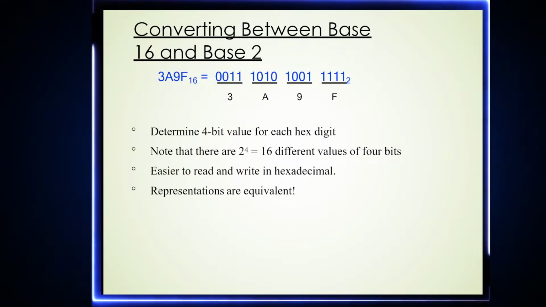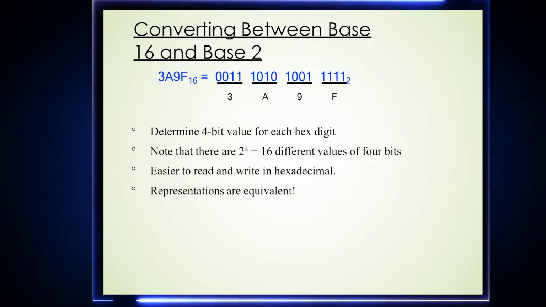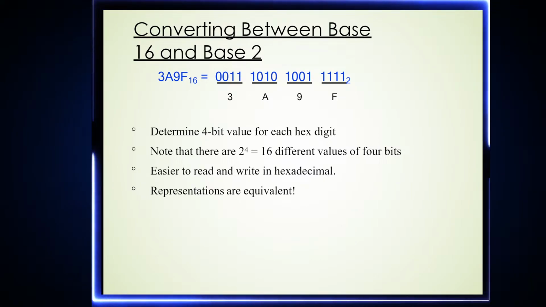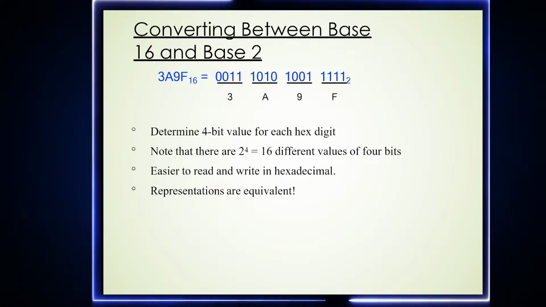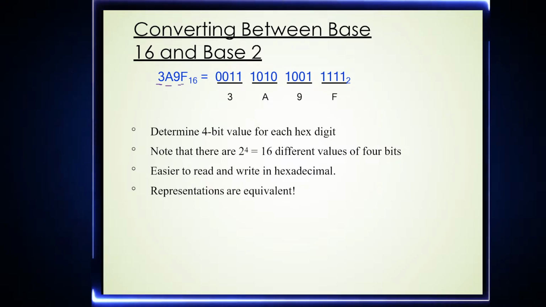Now moving on, converting base 16 to base 2. We have already seen this; this is just a detailed explanation. How does the base change? First of all, we determine a 4-bit value for each hexa digit. Over here there are 4 hexa digits: 3, A, 9, F.